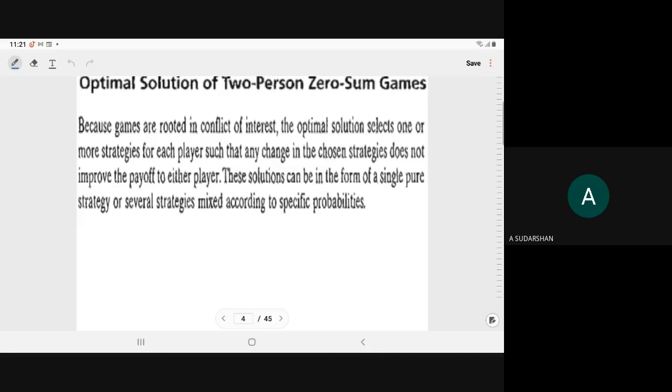If you are maximizing the gain, then naturally you are minimizing the loss, right? So no team wants to maximize the loss. In this case the optimal solution is a little bit different, right?